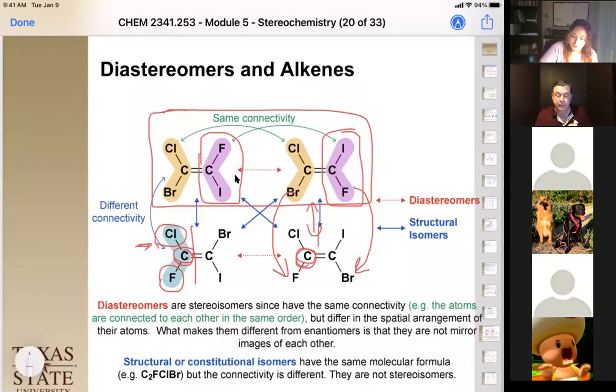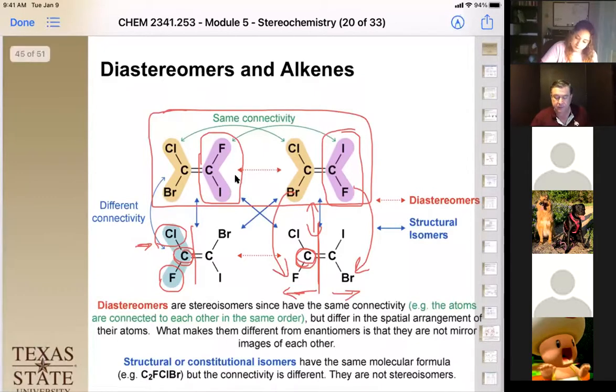Remember when we do E and Z, we always cut it down the middle? We look for what's attached to half of it, what's attached to half of it. If it changes, it's a structural isomer. If they're the same but just different in space, they're a diastereomer. Okay. Questions on that? Okay. So that double bond gives us a fixed in space set.